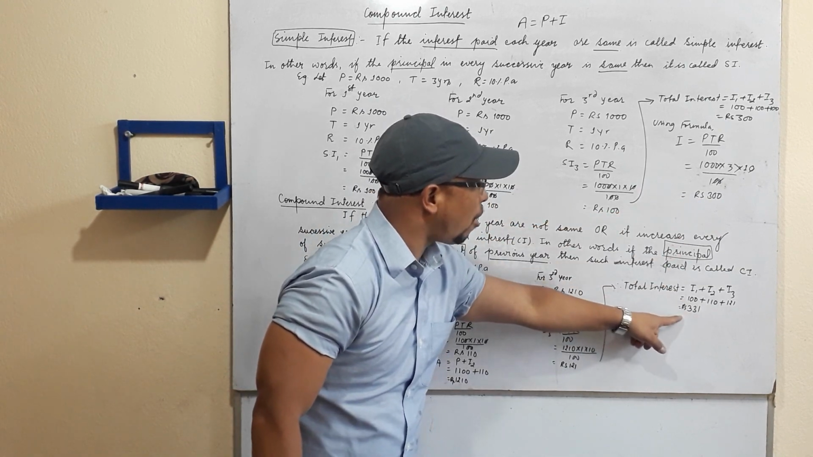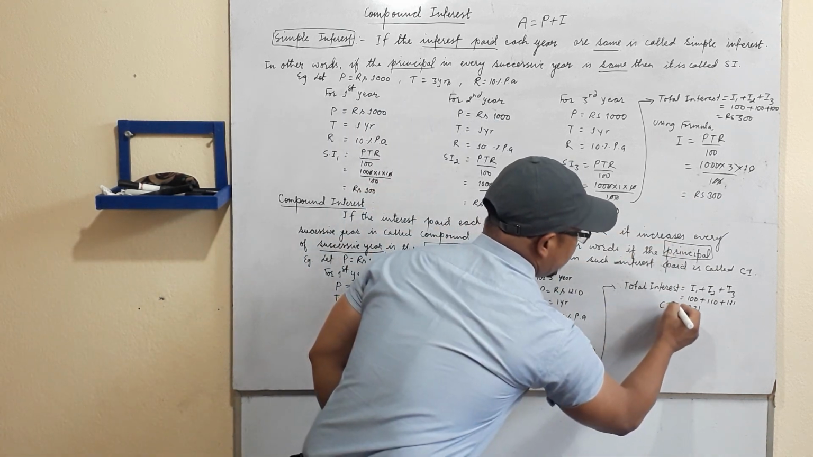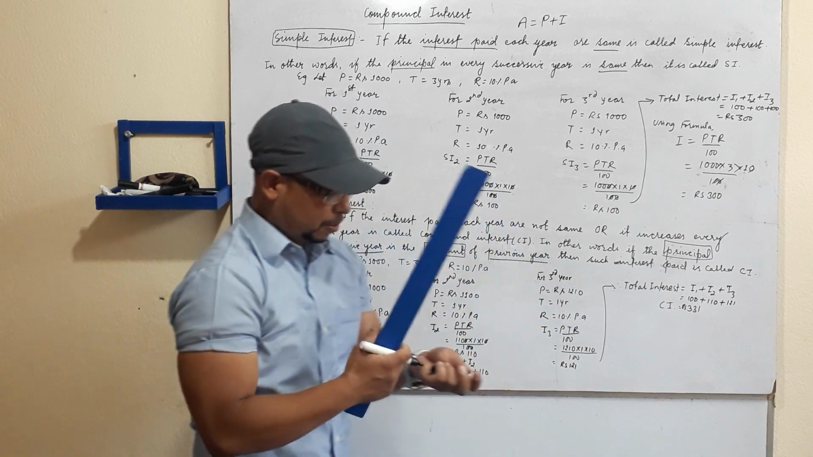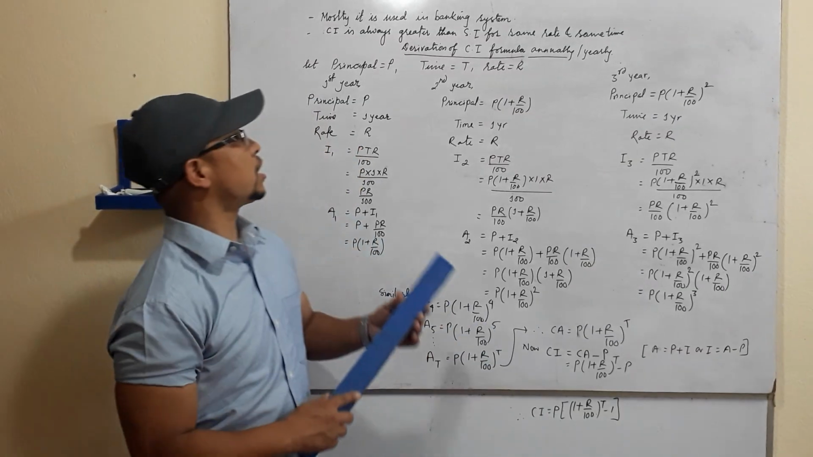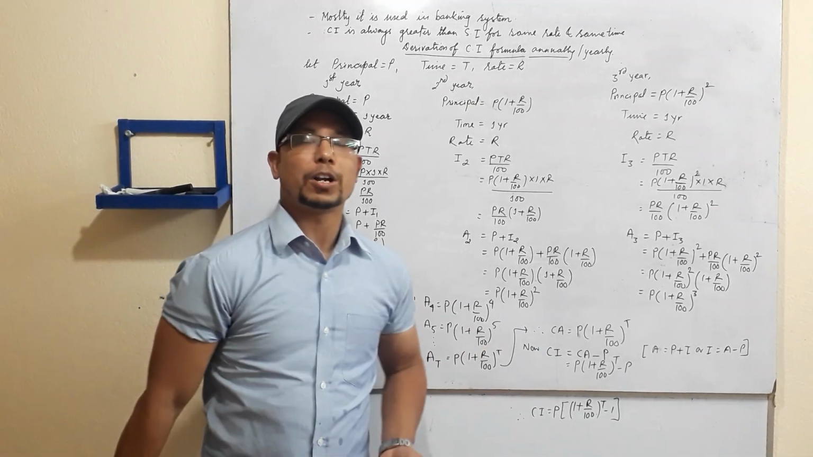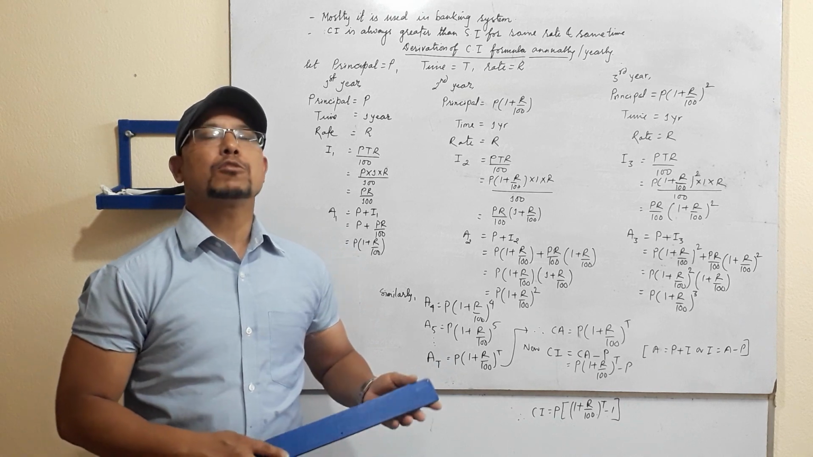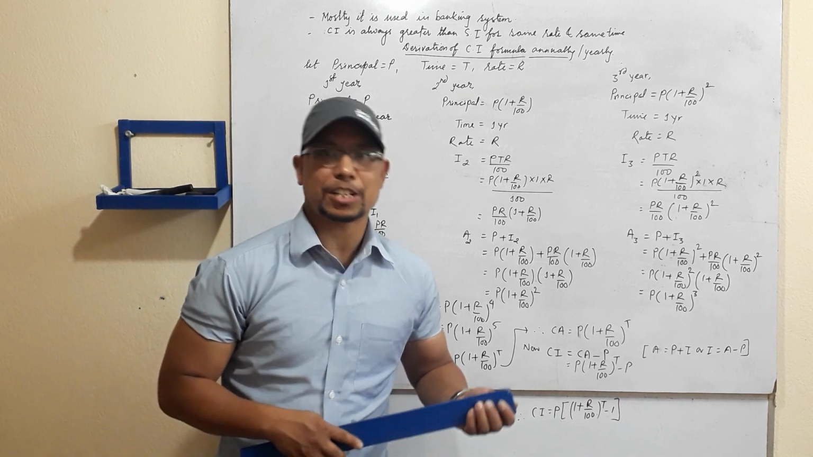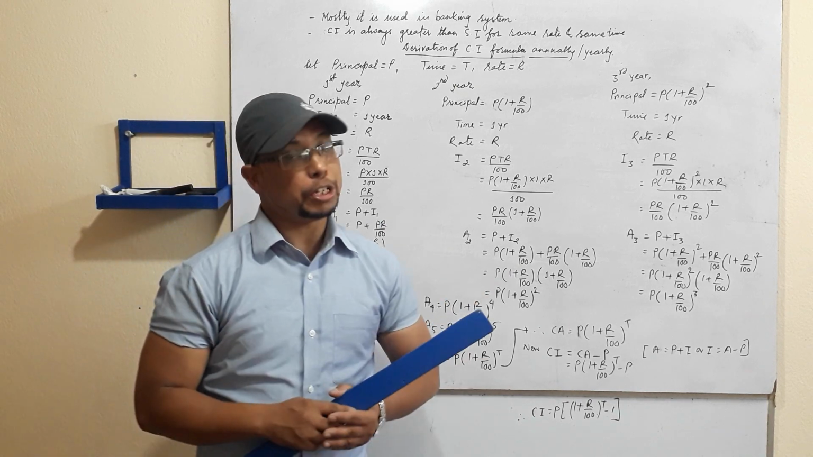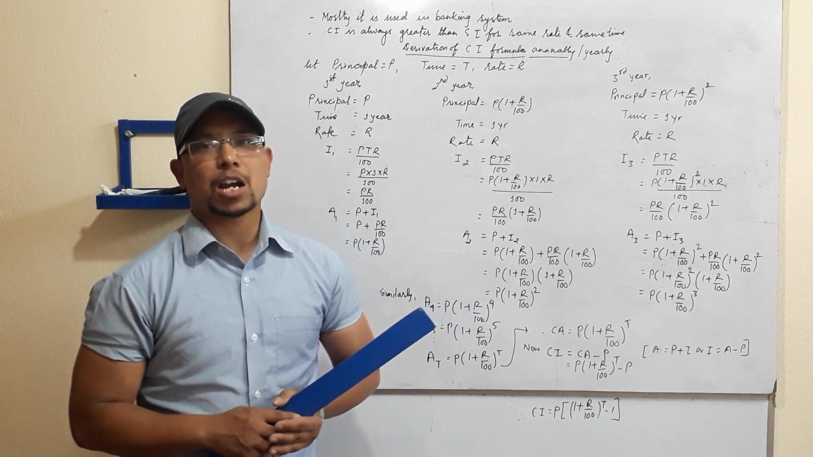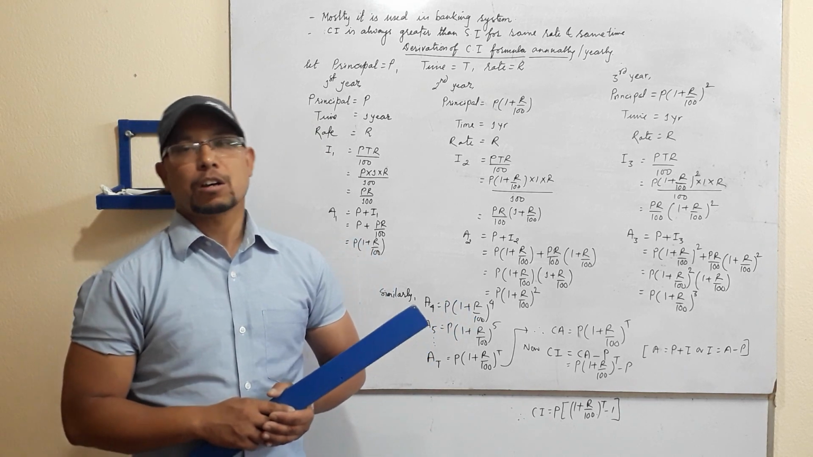So this is called compound interest, and the other is called simple interest. Compound interest we denote by CI. Okay, now we know what compound interest and simple interest are and their differences. Mostly in the banking sector, when you deposit your money and the bank gives you interest, these interests are always compound interest.